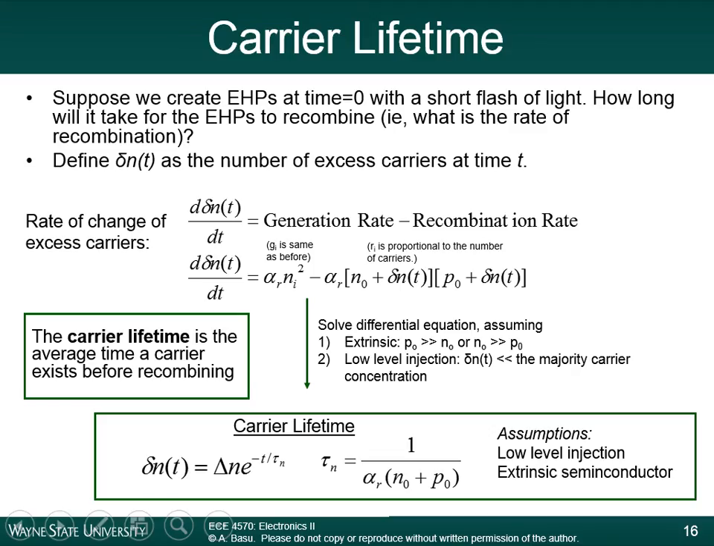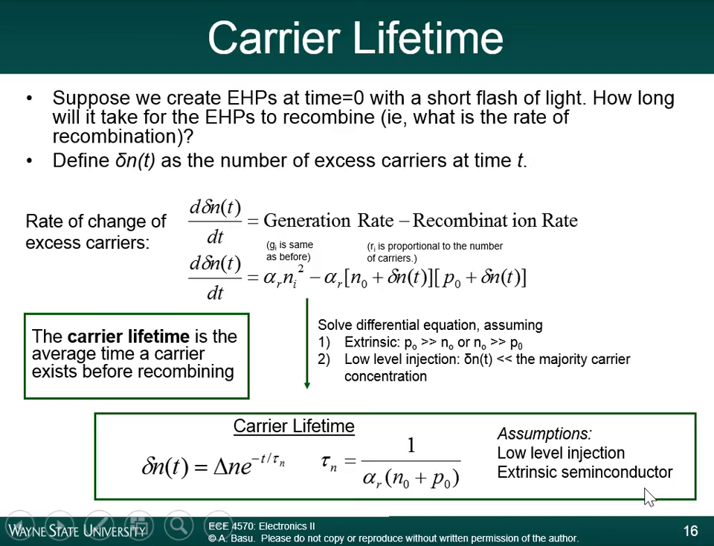All right, and this is the equation for carrier lifetime. So this equation can help you solve one of the problems in your homework. So what is this equation? Delta n of t is equal to delta n e to the negative t over tau. And tau n is the carrier lifetime, 1 divided by alpha r times (N0 plus P0). This is the solution to this differential equation.